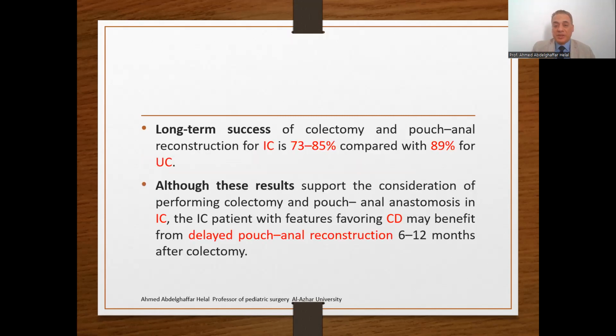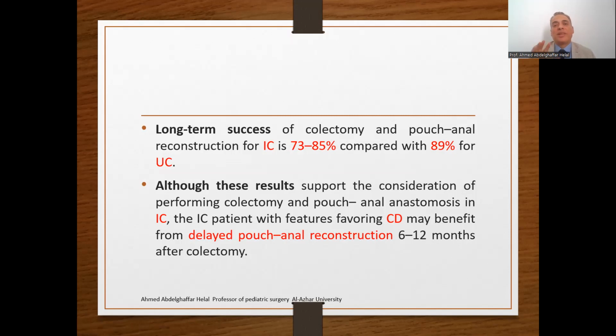The long-term success of colectomy and pouch anal reconstruction for indeterminate colitis is about 73 to 85%, compared to 89% for ulcerative colitis. Although these results support the consideration of performing colectomy and pouch anal anastomosis in cases of indeterminate colitis, the patient with indeterminate colitis showing features of Crohn's may benefit from delayed pouch anal reconstruction for 6 to 12 months after colectomy.